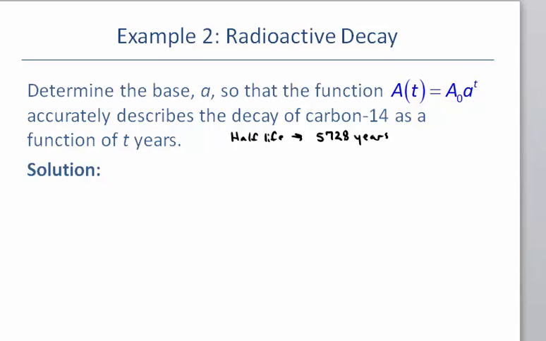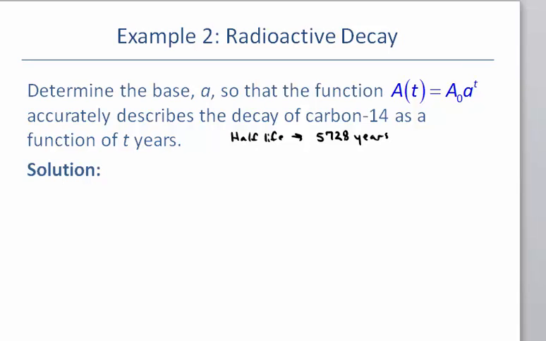Now, what that means is that if you started with, say, 10 grams of carbon-14, after 5,728 years, you would only have 5 grams. That is the time that it takes for what you originally started with to decay to half of what you had to begin with.